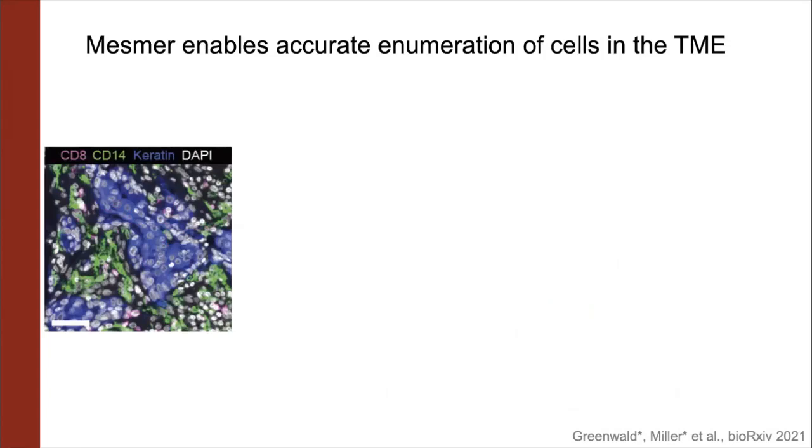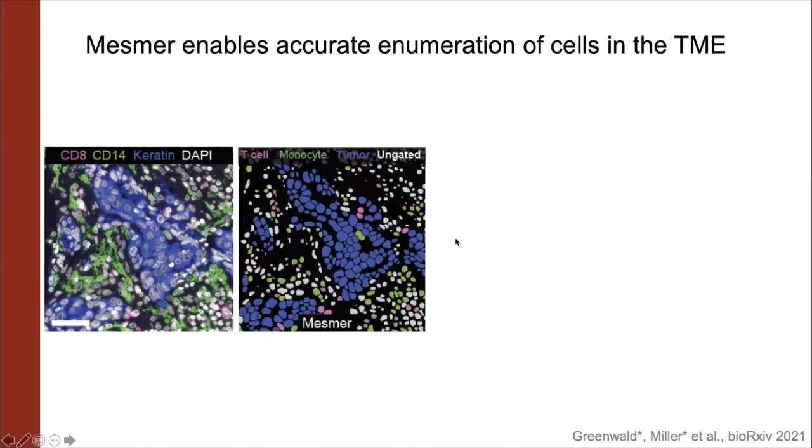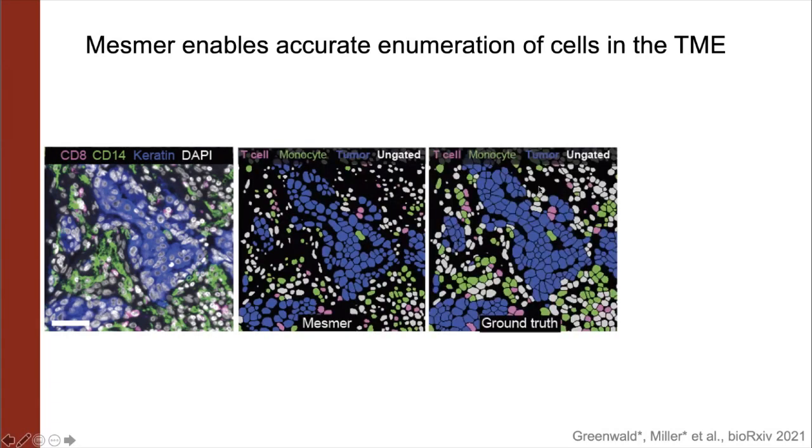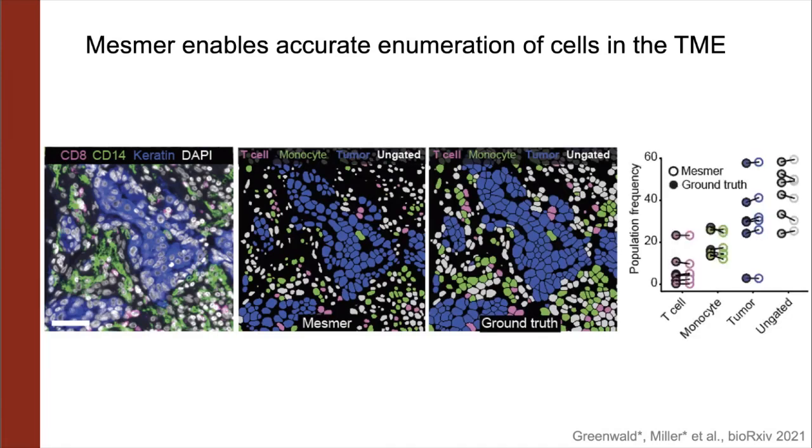Another common task is quantifying cell subtypes. To evaluate how Mesmer impacts this task, we generated segmentation predictions from a data set including 3 phenotyping markers: CD8 for T cells, CD14 for monocytes, and keratin for tumor cells. We generated segmentations via Mesmer and also from our ground truth data from the annotators. We then used the same gating scheme to classify each cell into one of 4 potential subtypes.